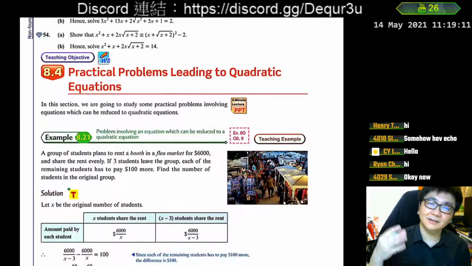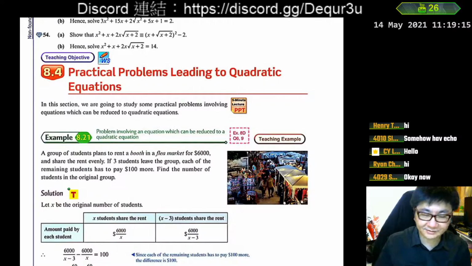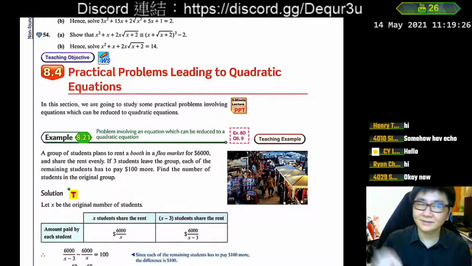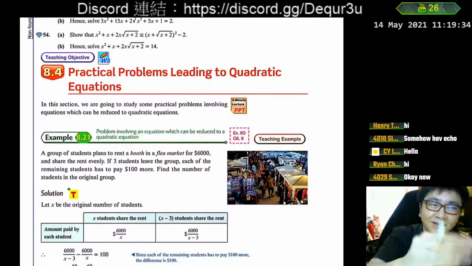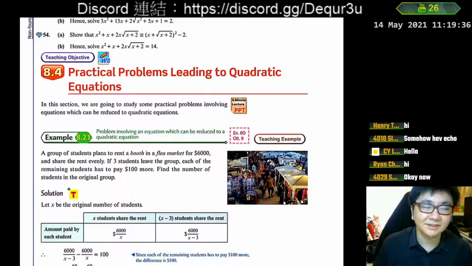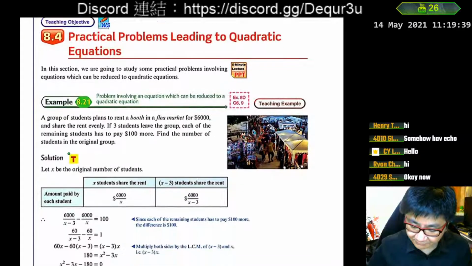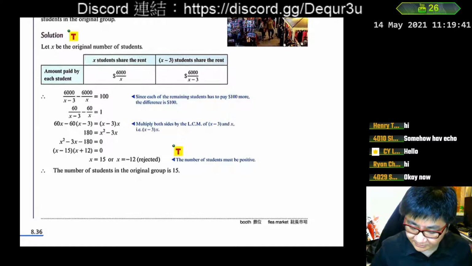But another point to be careful about is that after finding the answer, we should check, is it making sense? That is also the main difference for word problems. After even getting the answer, we need to check if it makes sense. That means if you get the answer x equal 10, then you should put the 10 back into the original situation and check, is it okay? Then we do a quick practice.